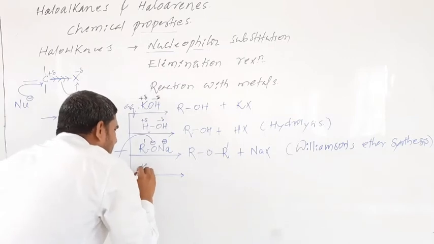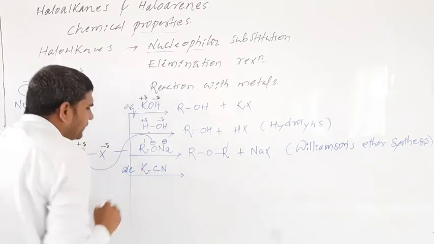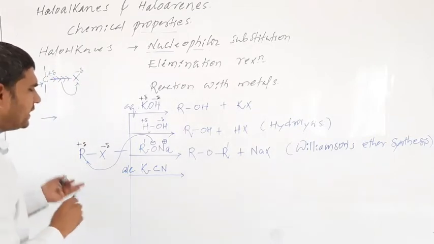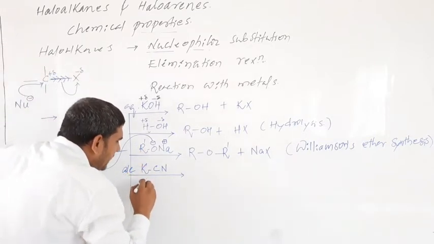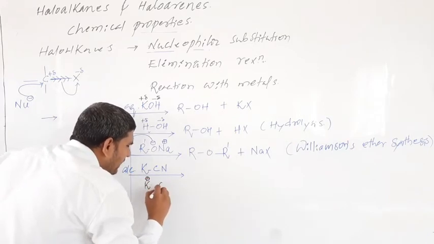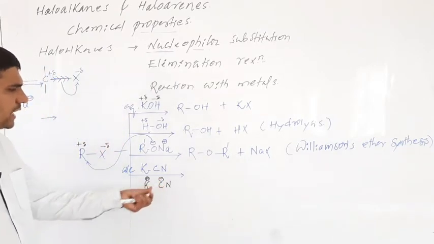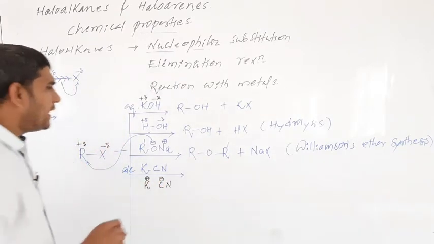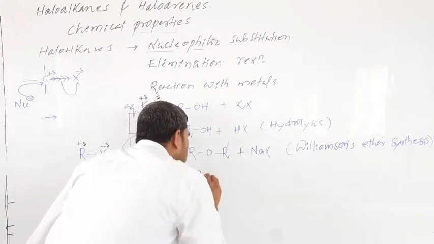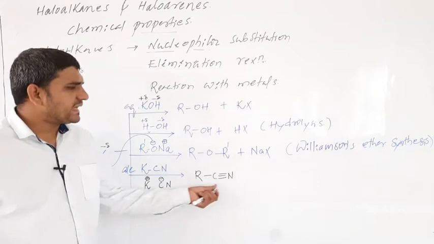The next method is KCN. This is very important. Alcoholic KCN. Listen carefully. KCN is an ionic compound. It undergoes complete dissociation to form what? K plus and CN minus. Over here carbon is the donor, meaning carbon donates electrons to the R. It forms what? RCN, R C triple bond N. Alkyl cyanides are the product.